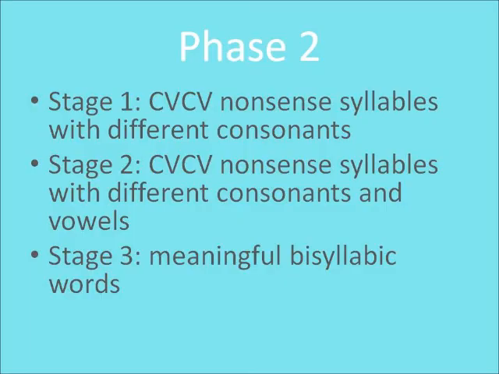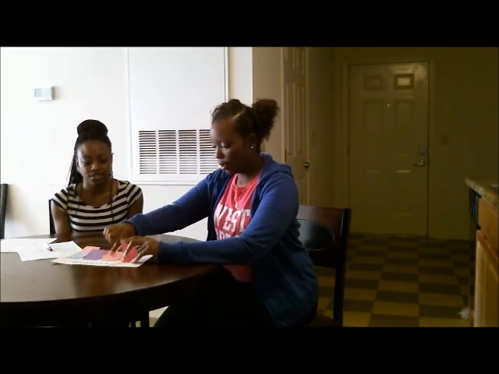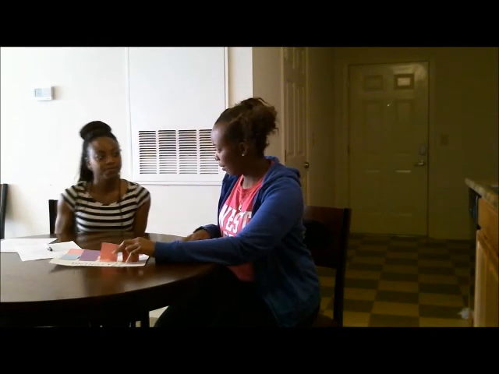In phase two, the clinician will target phoneme productions in CV-CV nonsense syllables with different consonants, CV-CV nonsense syllables with different consonants and vowels, and productions of meaningful bisyllabic words. This time, Sharnice, I want you to pick two cards with two different colors, okay? Okay. P and M. Okay, looking.